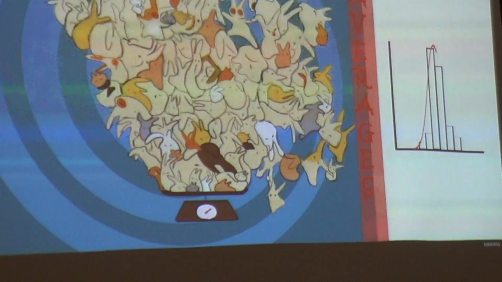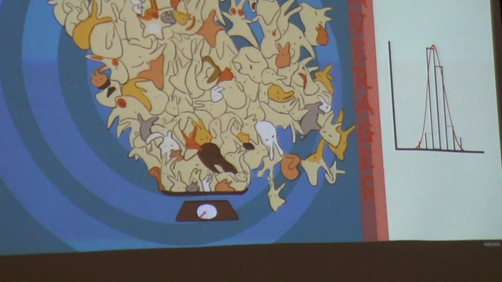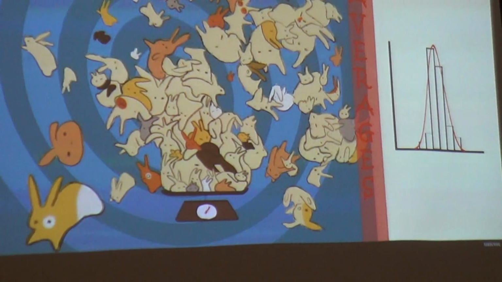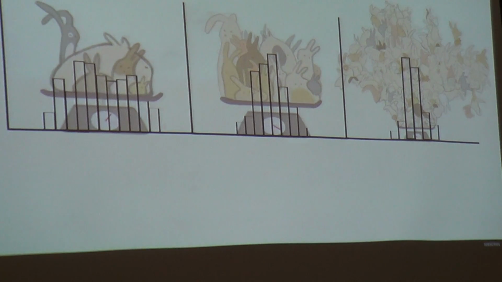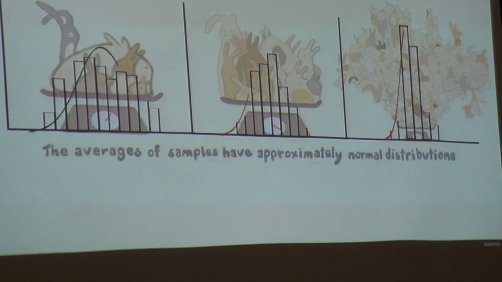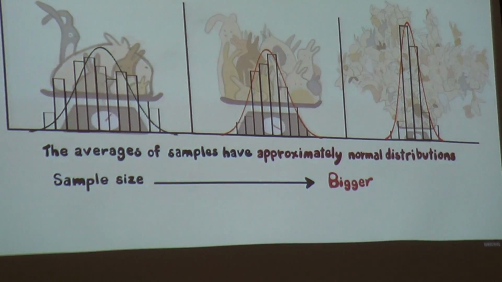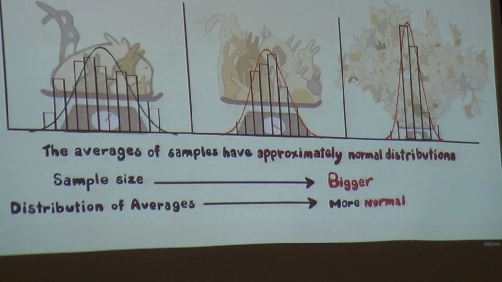The distributions of average weights become more and more normal. What our brave ecologist has just demonstrated is the central limit theorem. The averages of samples have approximately normal distributions. If the sample size increases, this distribution of averages becomes more normal and narrower.